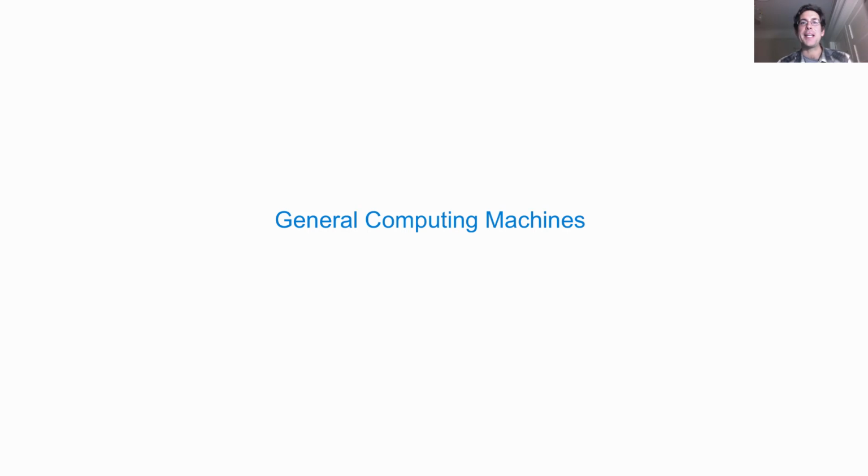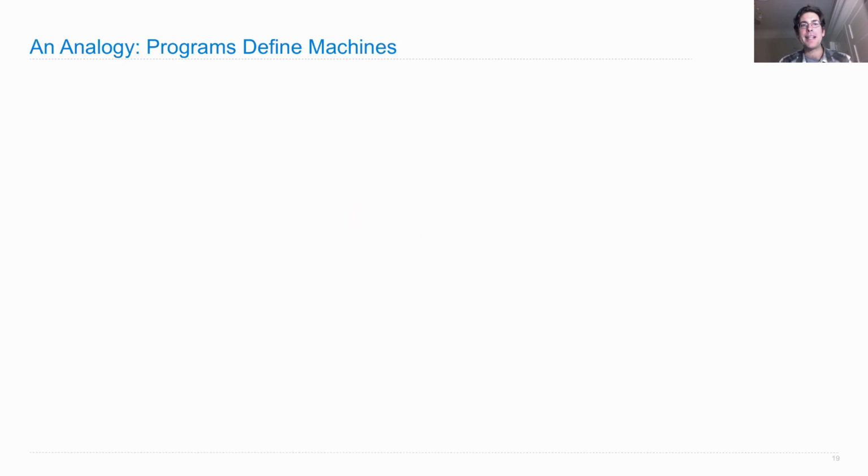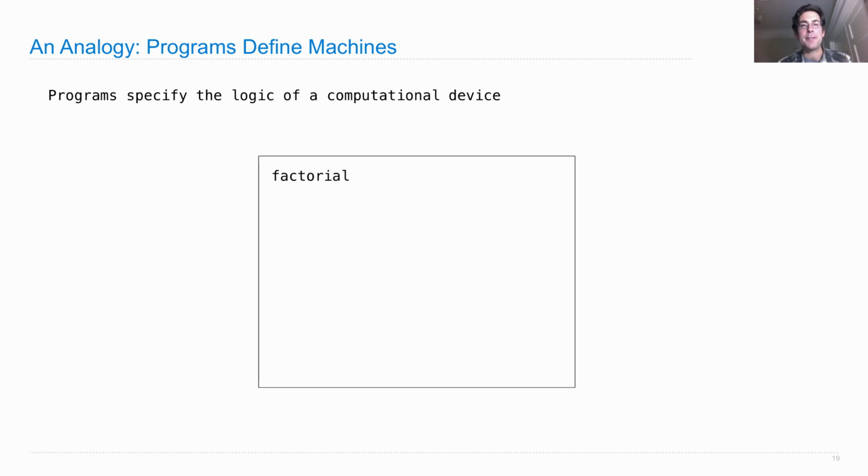Our final thought today is, what is it that we're creating when we create an interpreter? Well, we're creating a general computing machine. So here's an analogy. Think of programs as defining little machines by laying out the procedure by which we evaluate some input to give some output. So the program specifies the logic of some computational device.